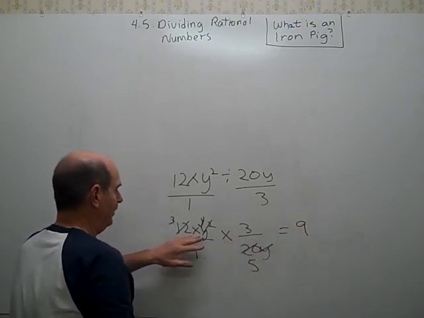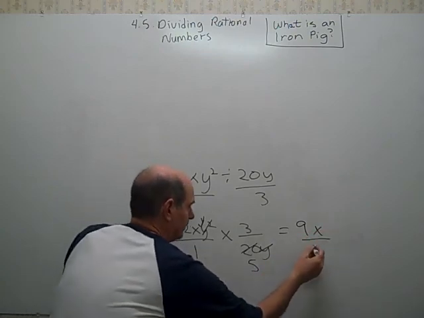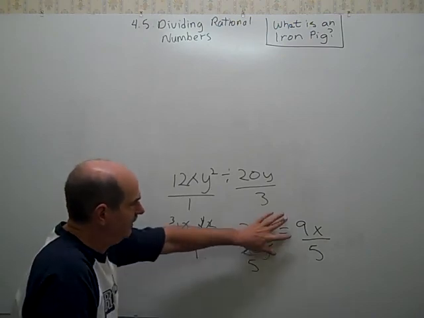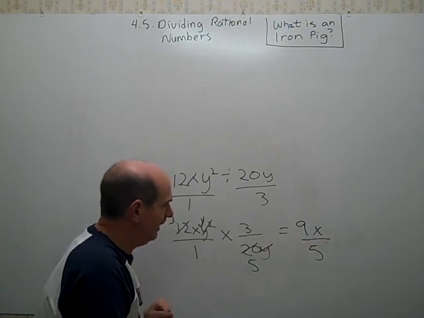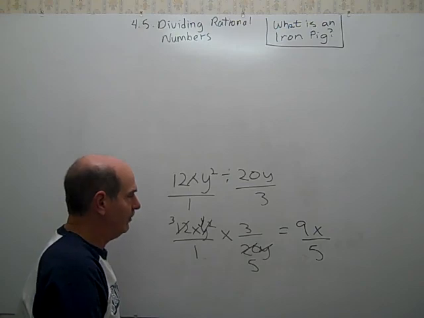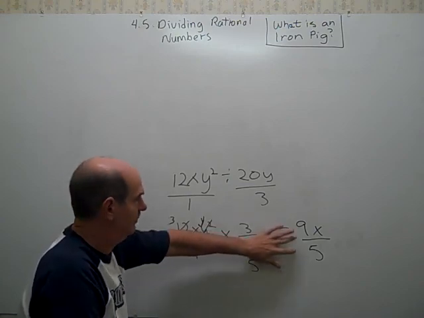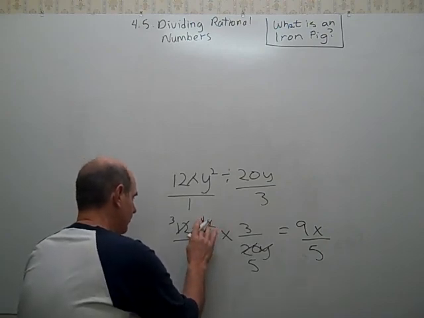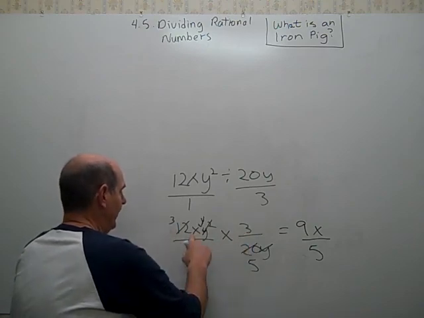And then the only remaining variable is an x. And then 1 times 5 is my denominator. I can leave it like that, 9x over 5. Or I could simplify the 9 over 5 and make it 1 4/5 x if I wanted to do that. But typically you would leave it just like this. Oh, I forgot the y. So I was kind of worried I might do that. So it's 3 times 3 is 9, x, y over 5.